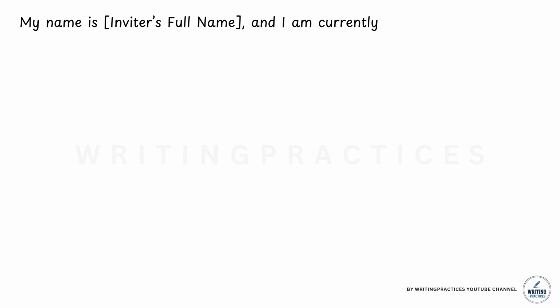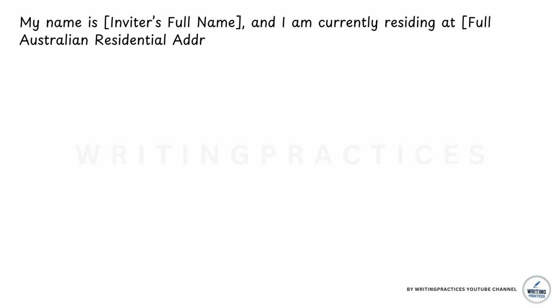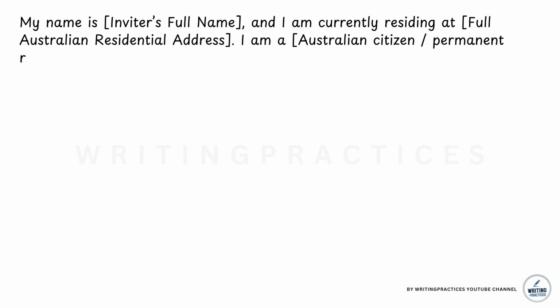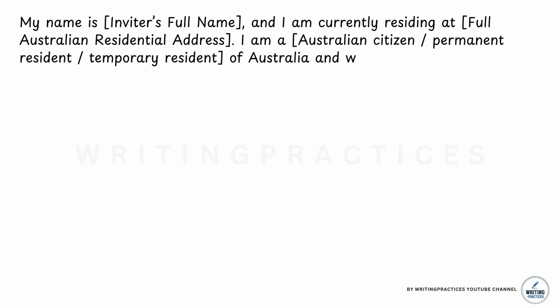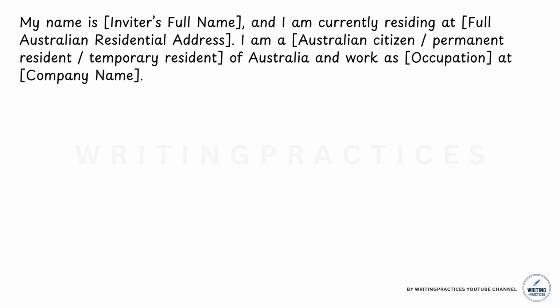Second paragraph, information about the inviter. Here, introduce yourself. Include your full name, residential address, immigration status in Australia, occupation and employer. Example, my name is Sarah Louise Walker, and I am currently residing at 18 Collins Street, Melbourne VIC 3000. I am a permanent resident of Australia and work as a financial analyst at Commonwealth Bank. This section confirms your legal status in Australia and shows that you are eligible to host the visitor. It also helps establish your credibility and stability as the person extending the invitation. If possible, attach proof of employment or residency to support this information.